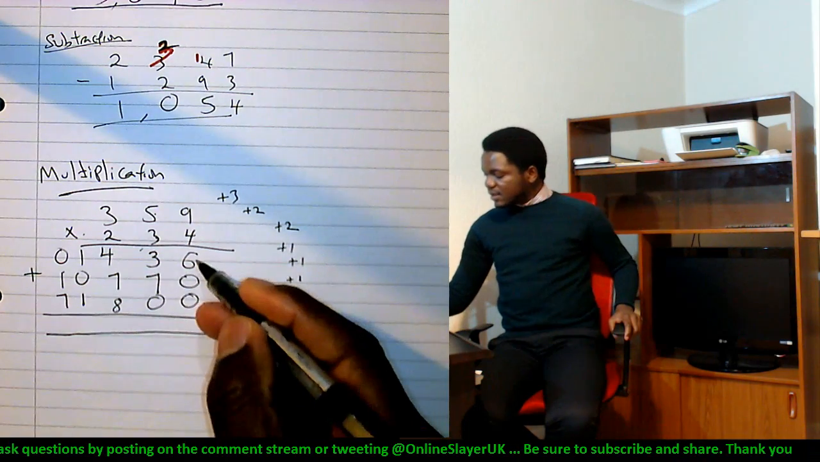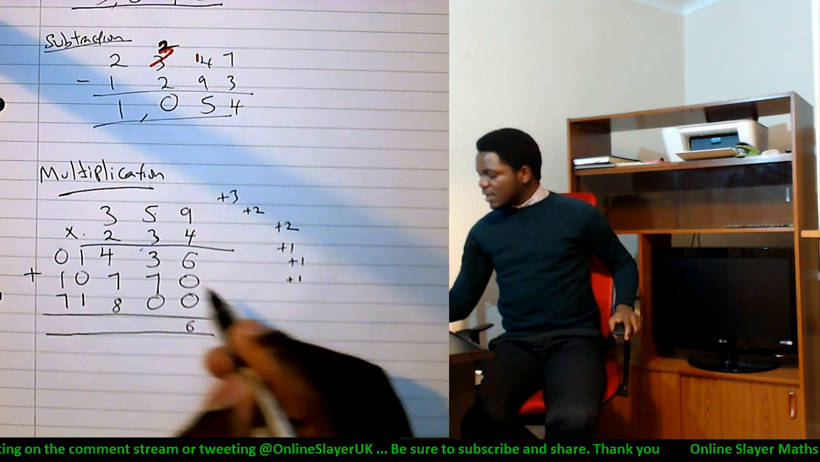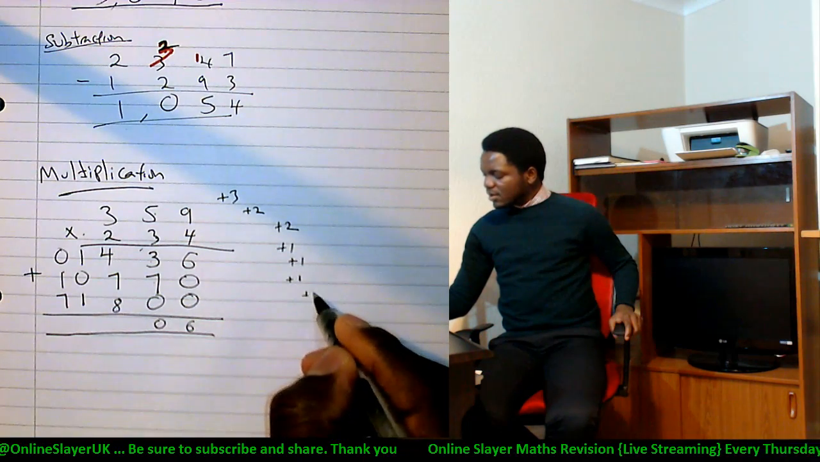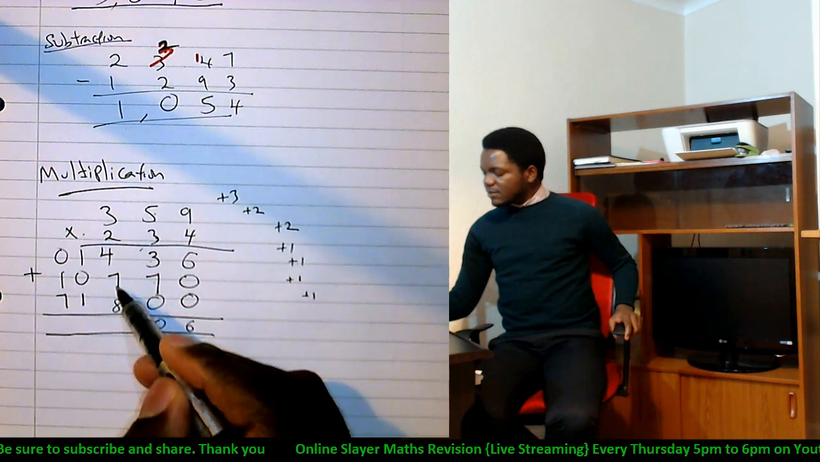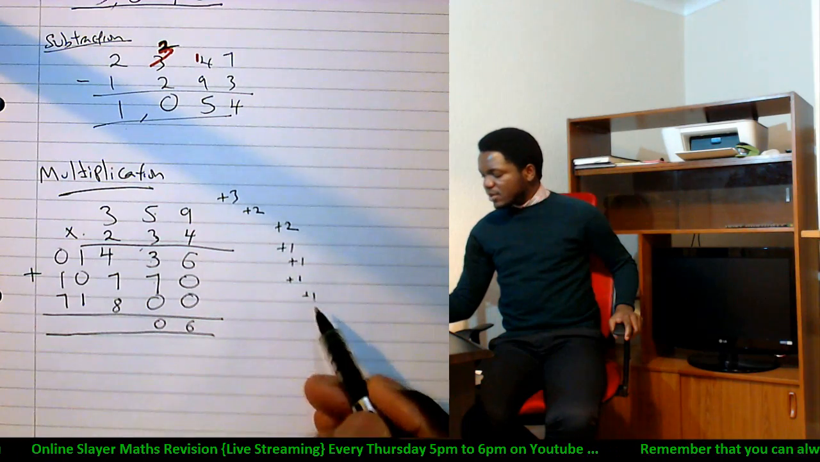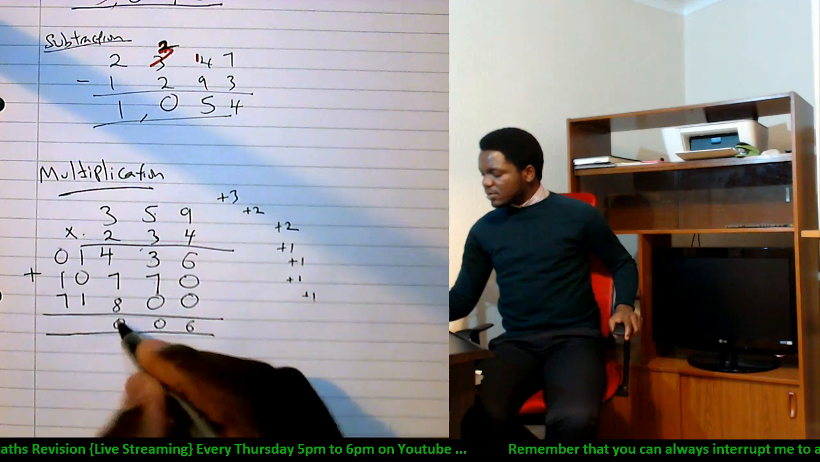So 6 plus all of that is 6. 3 plus 7 is 10. 0. I'm going to keep 1. 4 plus 7 is 11. Plus 8 is 19. Plus the one I kept is 20. So 0, and I'm going to keep 2.